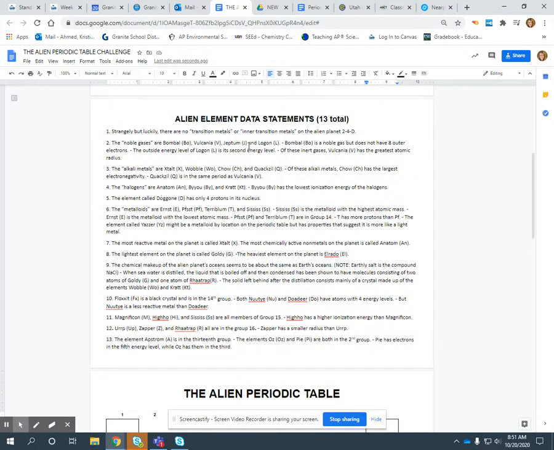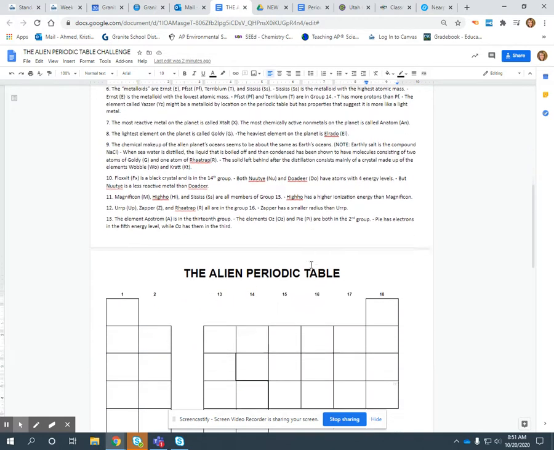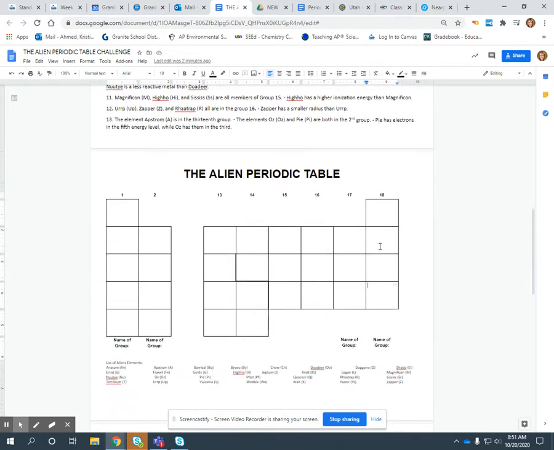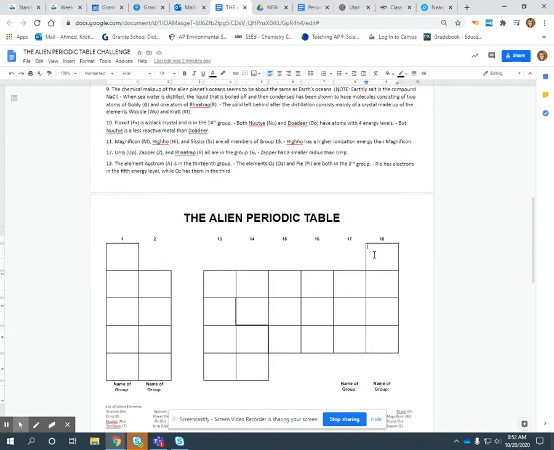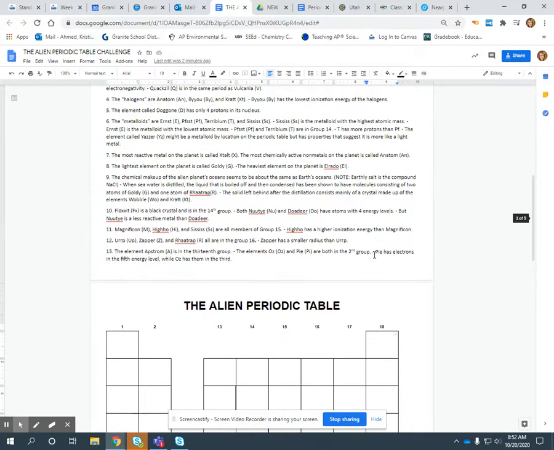So let's keep reading. It says bombal is a noble gas, but does not have 8 outer electrons. Well, which element is a noble gas but does not have 8 electrons? That would be element number 2, helium. And if you look at the modern periodic table, helium goes in this top space. So instead of writing helium, I'm going to type in BO for bombal, because that is the name of this alien element. I'm going to type in bombal, BO, by clicking on that spot and typing those words.